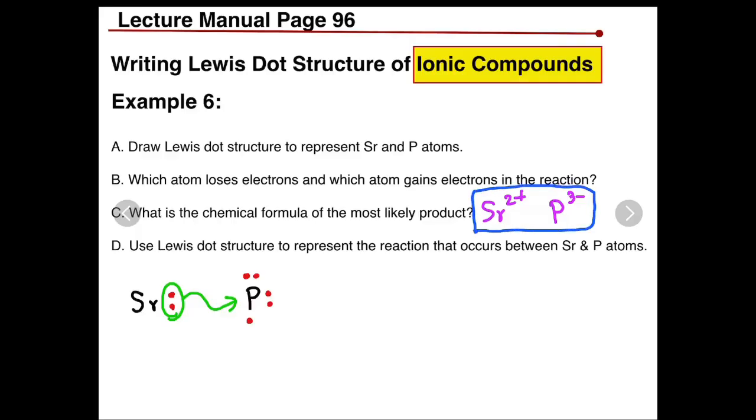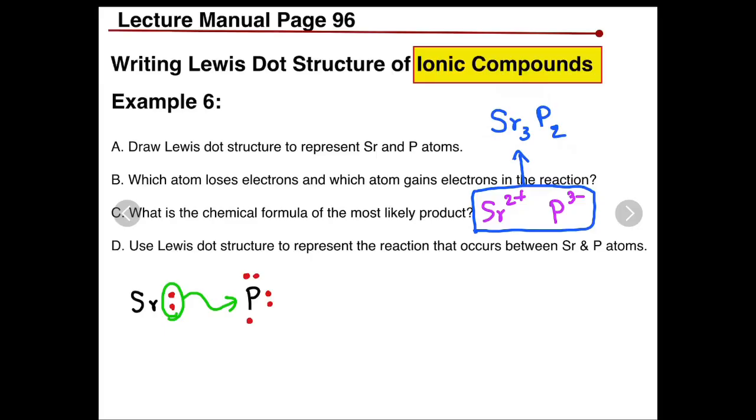To make sure that the overall ionic compound is neutral, for this ionic compound that comes from strontium ions and phosphorus ions, you will need 3 strontium per 2 phosphorus. Because the common denominator is 6, the correct chemical formula would be Sr subscript 3 and P subscript 2. If you think about the overall charge, +2, 3 of them would be +6, and -3, 2 of them would be -6. Overall, this would be the neutral ionic compound.